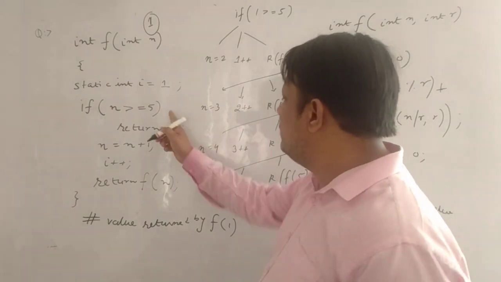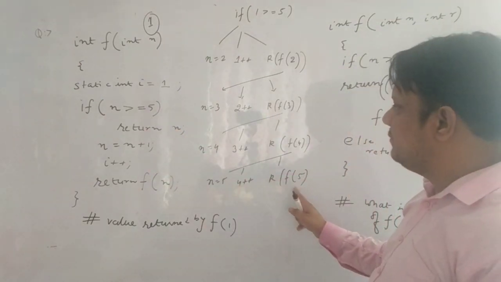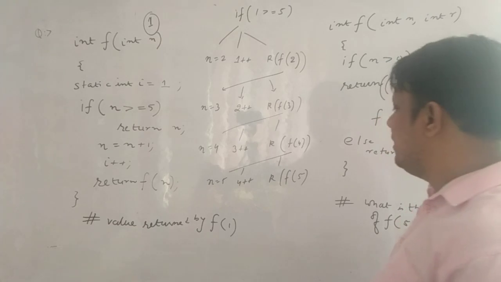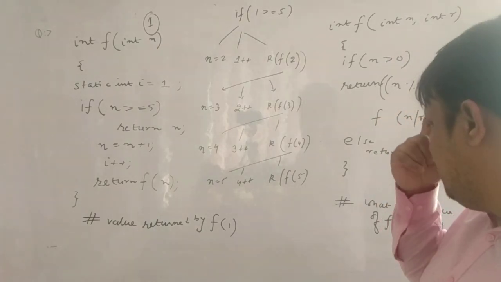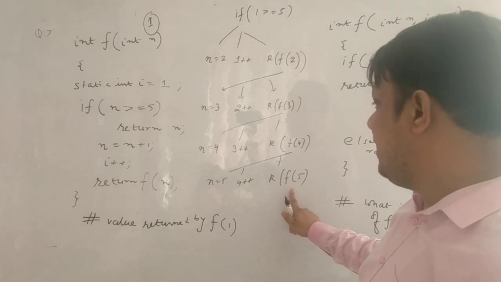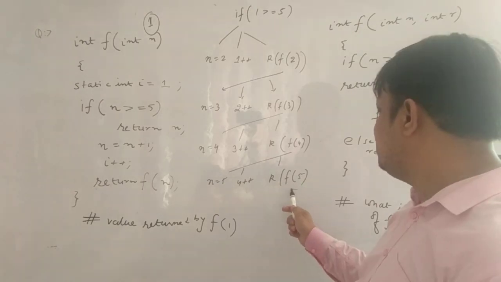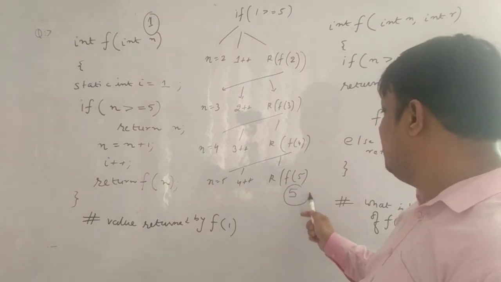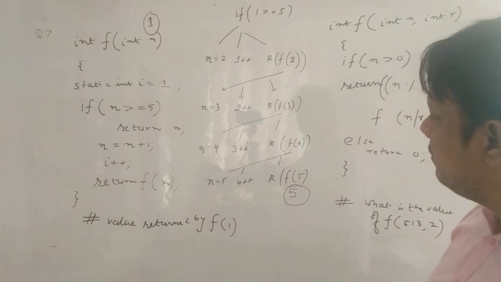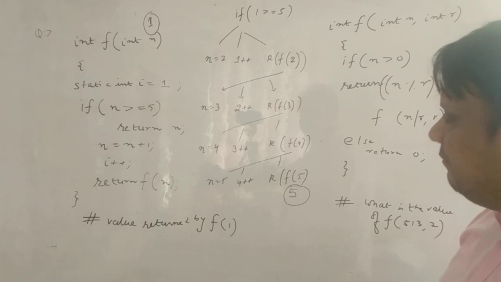Now when you call this function, is n greater than or equal to 5? The value of n is 5, so 5 greater than or equal to 5, your condition is true, so return n. What is the value of n? N is 5, so the value returned is 5. So this returns 5. This is the final answer, because we are only returning f of n. When it returns, you come out of this function. So the answer of this is 5 only.